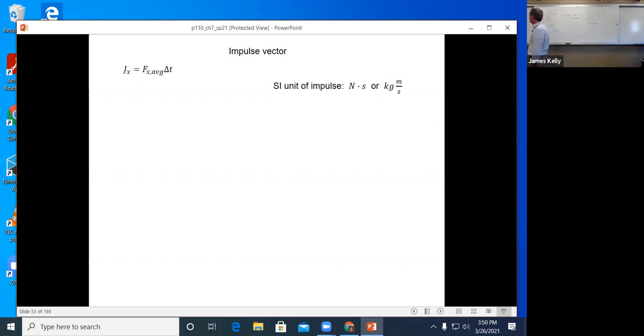Okay, let's look at the units. Impulse is defined as force times time. Force has SI units of newtons, time is seconds, so it has units of newton seconds. There's no shortcut unit for impulse. It's not as popular as watts. People aren't calculating impulses on a day-to-day basis, so it didn't get a shortcut unit. If you unpack what newtons is in terms of more fundamental units, you could also find that newton seconds is exactly the same thing as kilogram meters per second. And either one is an acceptable unit for impulse.